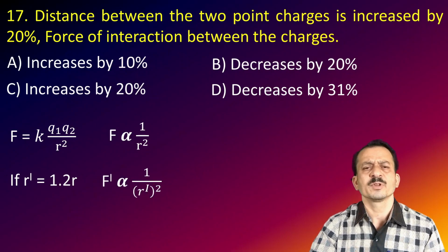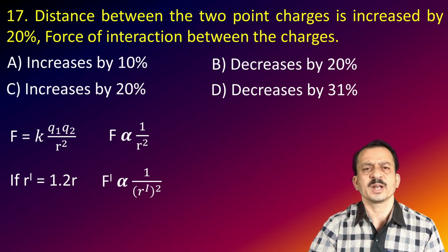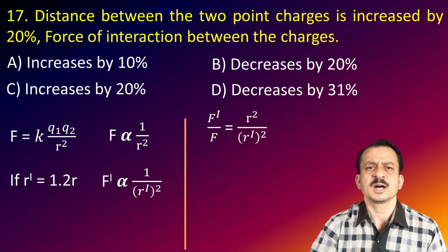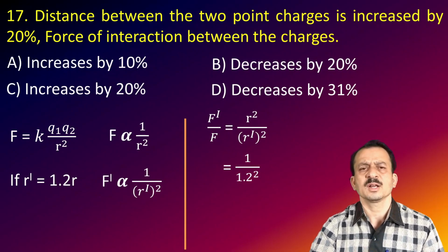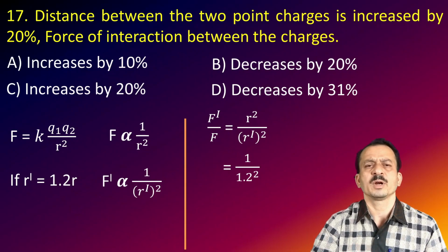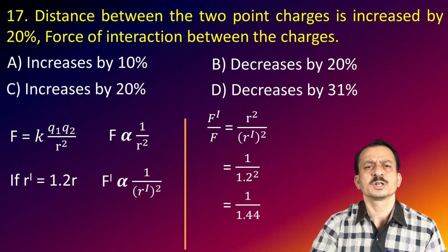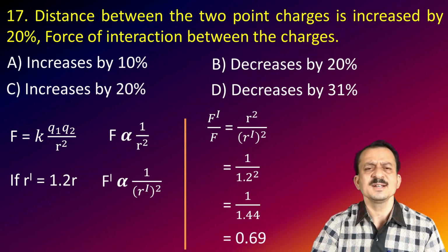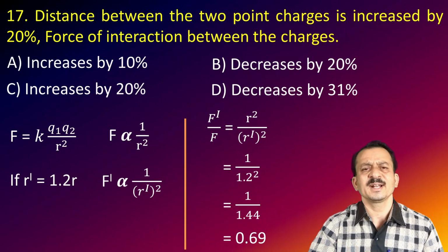The charges will be the same. Therefore, the new force F dash is inversely proportional to R dash square. Now take the ratio of those two. We get F dash by F is equal to R square divided by R dash whole square. Now R dash is 1.2 R, so R square cancels, giving 1 divided by 1.2 square. 1.2 square is 1.44. Now if you work out 1 by 1.44, it comes around 0.69. Therefore, the new force becomes 0.69 times the initial force.